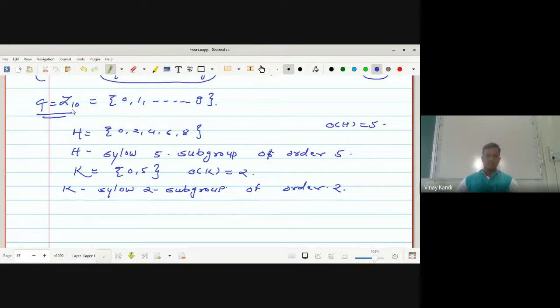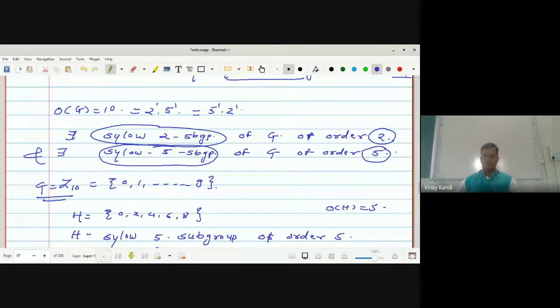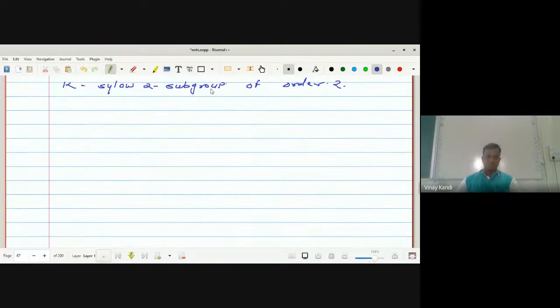Okay, for example, suppose the order of G is 20. Let's take Z20. Suppose G is equal to Z20. What is Z20? 0, 1, 2, up to 19. So this is 20. The order of G we can write as 2 raised to 2 into 5, correct?